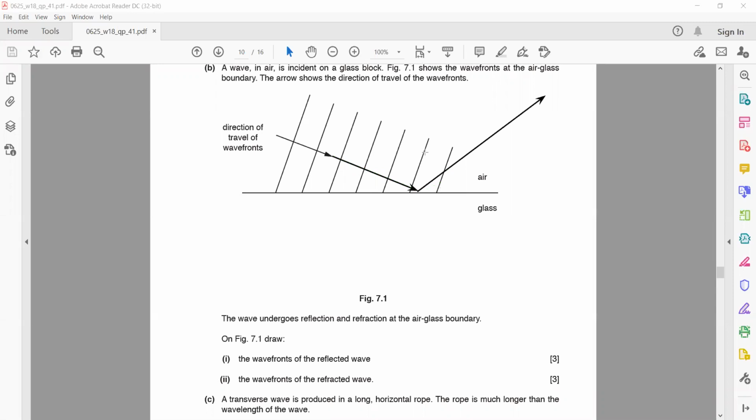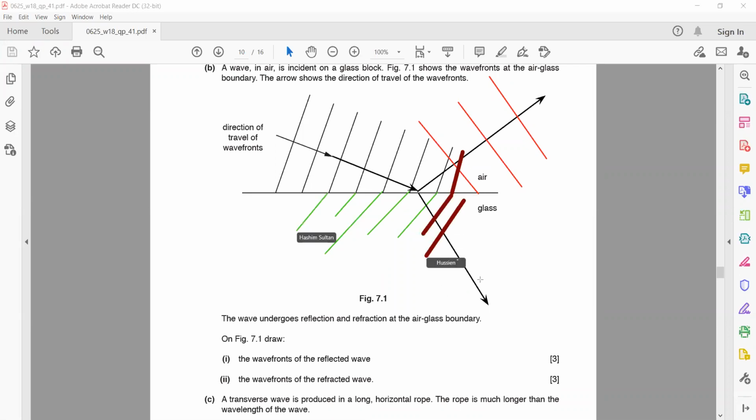Then draw the reflected wavefront and keep one thing in mind, that the direction of the wavefront should be perpendicular to the direction of the wave. And the wavelength should also be the same, the wavelength should not change. And when it travels from air to glass, it will bend towards the normal. So the wavelength will decrease. So you will draw a shorter wavelength as it slows down. So reflection and refraction, you have to show. Yeah, that's right. No need to draw extra wavefronts here. They are already given, so you just have to complete the previous one which is given to you.